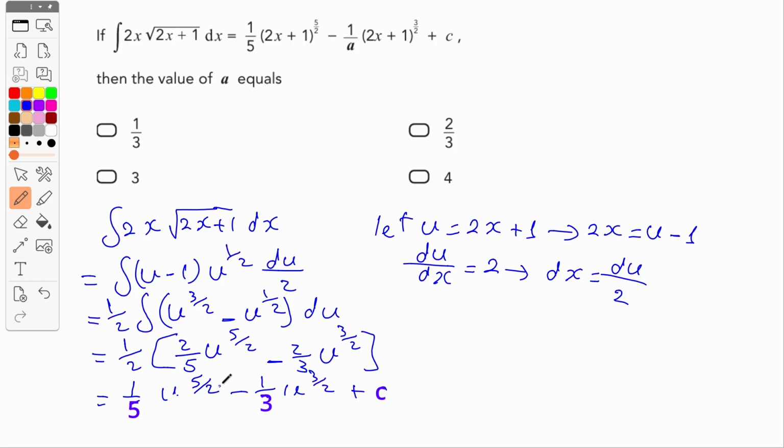Okay, if we compare between this answer and this answer, you know the value of u here is what? 2x plus 1. See, here 1 over 5, this is 1 over 5, 2x plus 1, this is the value of u, power of 5 over 2, minus 1 over a, here minus 1 over 3, okay? This is 3, so the value of a is what? The value of a is 3.